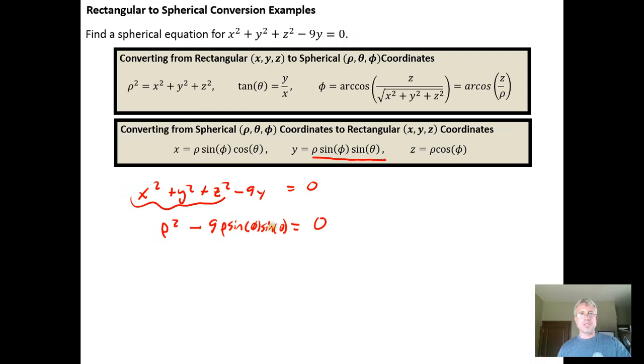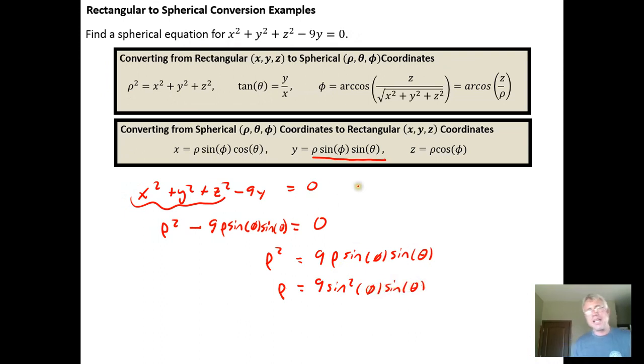If I add this to both sides, I'd get rho squared equals 9 rho sine phi sine theta, and I can divide both sides by rho. So we get rho equals 9 sine phi sine theta.